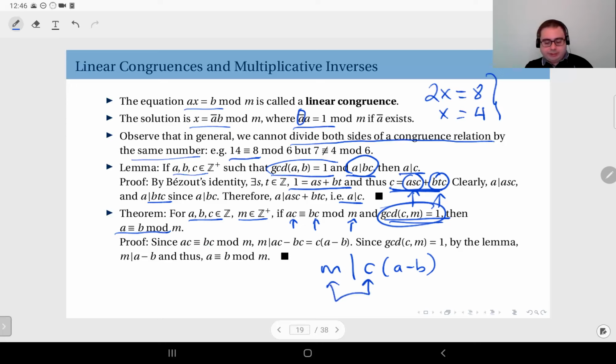This means I can apply the lemma. I know that M is a factor of C times (A minus B), but M and C are relatively prime, which means M should be a factor of A minus B, which means A is, by definition, congruent to B modulo M. So if you have such a congruence relation, in general, you cannot cancel out the common term C, but you can do that only if C is co-prime to the modulo value M.